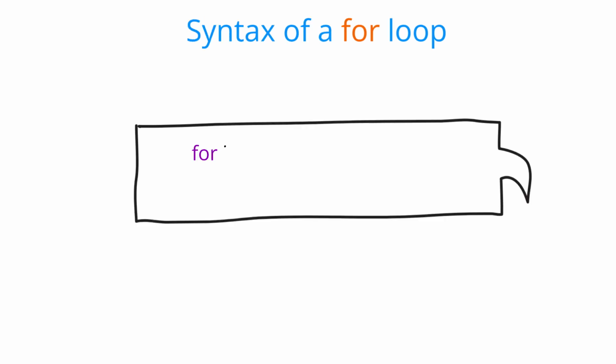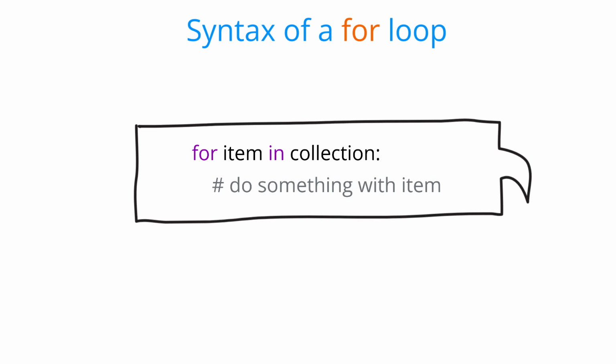Now let's look at the basic syntax. Here's a simple example. It starts with the for keyword. Then we write a variable name. This will represent each item, one at a time. Next comes the in keyword, followed by the thing we're looping over, like a list. And finally, a colon to mark the start of the body of the loop. Everything indented underneath will be run once for each item. Okay, let's try that in practice.